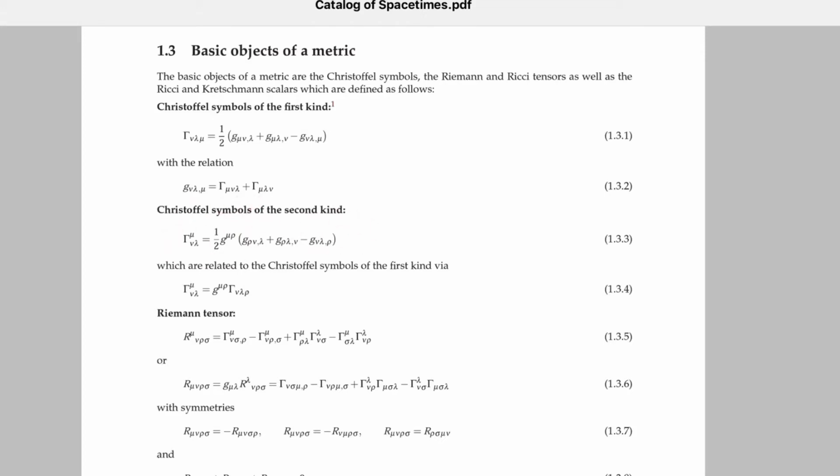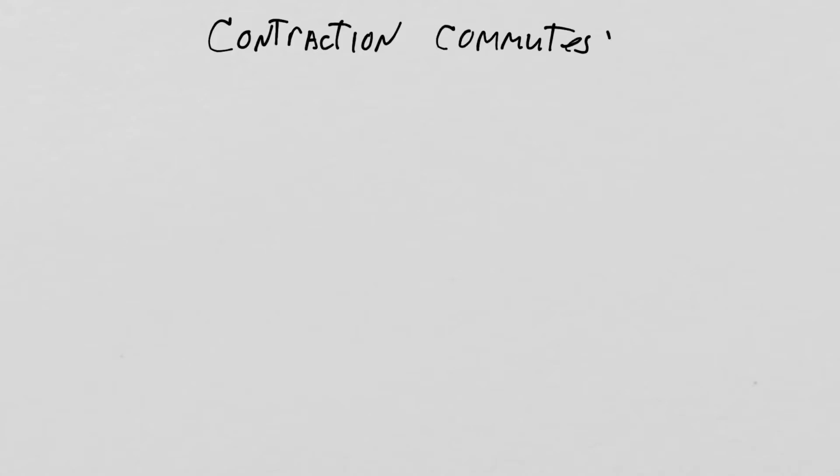It's worth the trouble. The next thing we have to show is that the contraction operation commutes with the process of taking a covariant derivative in a certain direction.